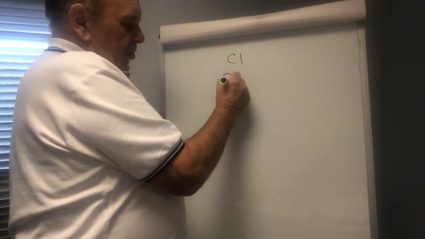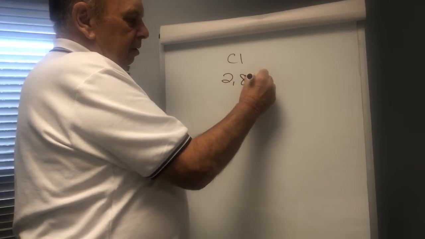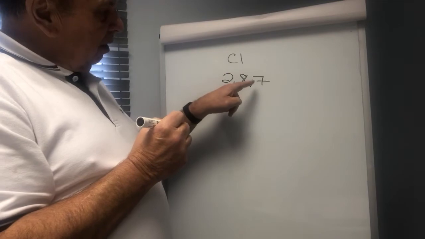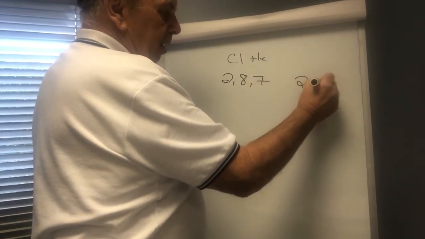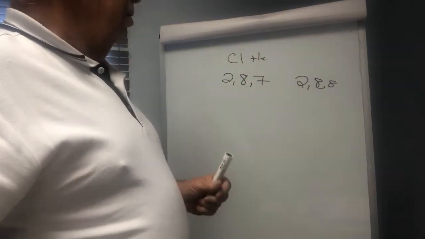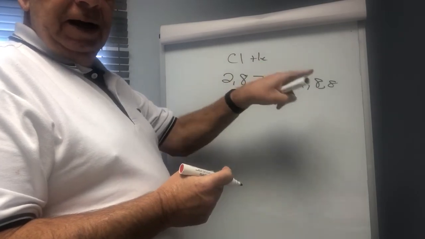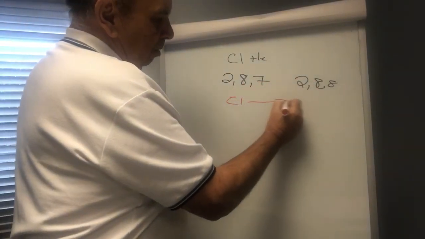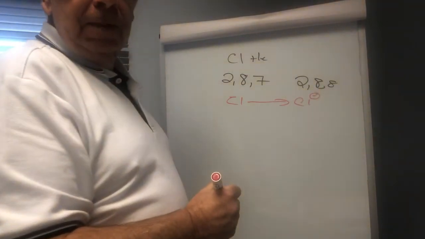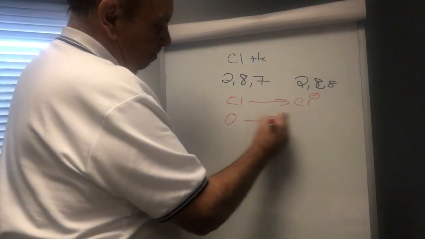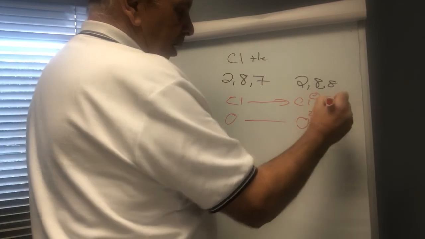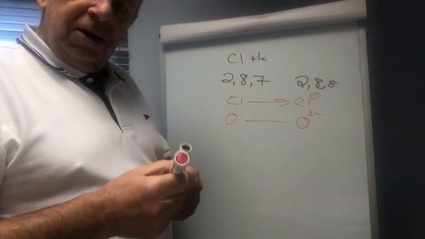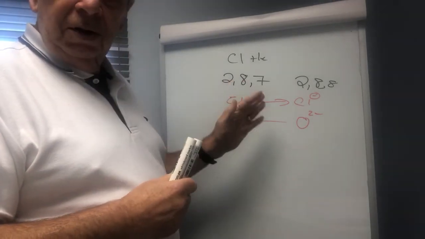Let's look at chlorine. Chlorine, his structure is 2,8,7. And if it gained an electron, plus 1 electron, it would then be 2,8,8. So this is gained an electron, a negative charge, so chlorine would go to Cl-. Oxygen next. If it gains 2 electrons, it goes to O2-. So that is a fundamental difference between metals and non-metals.